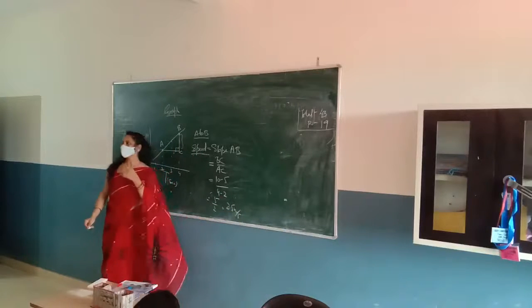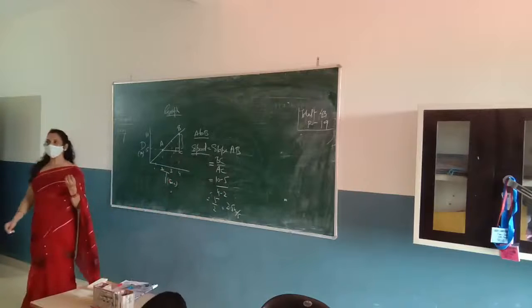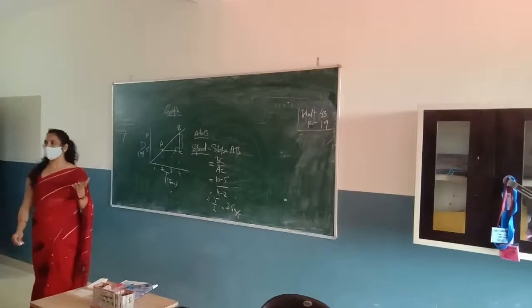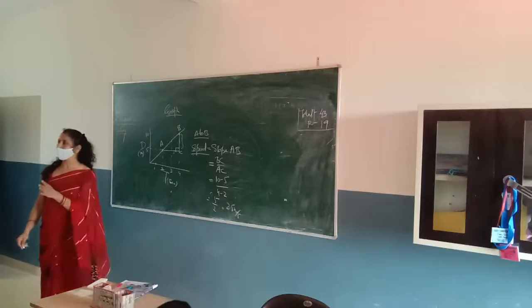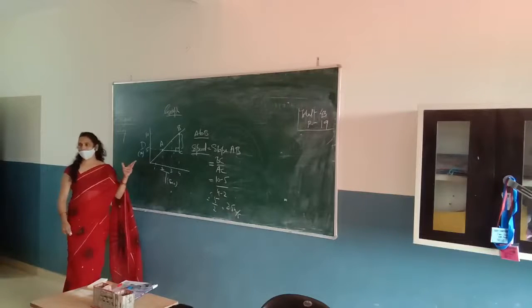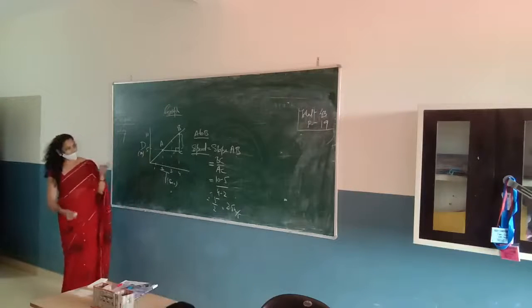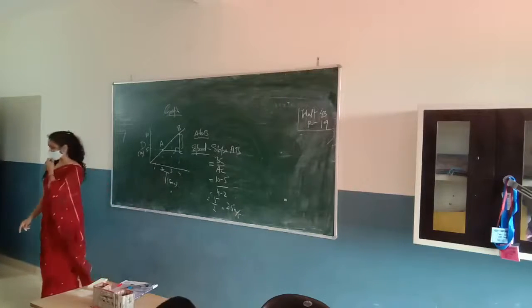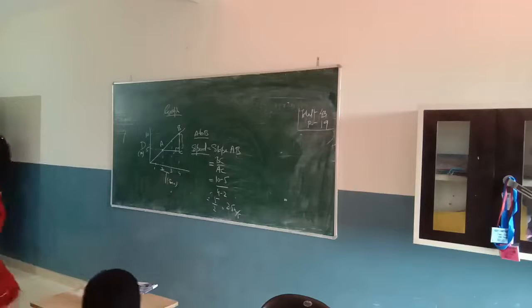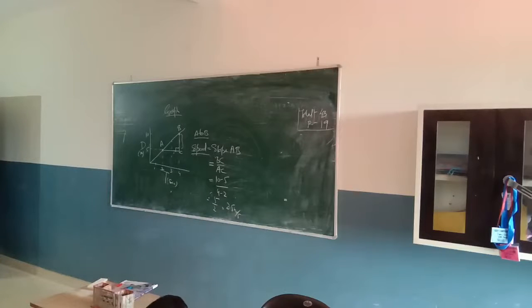So very simple. If you want to calculate the speed from the distance-time graph, you will find out the slope of the graph. And slope is perpendicular upon base. So please write down this answer in your notebook. This is the speed of the body from A to B, and for finding the speed we calculate the slope, and slope is perpendicular upon base.